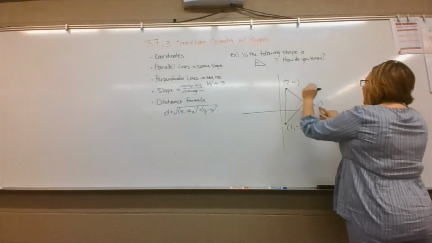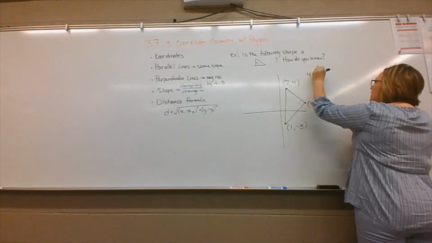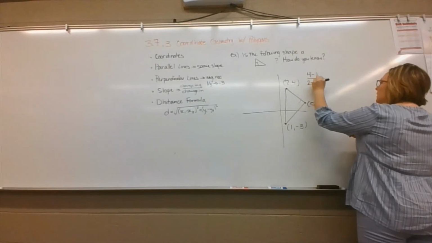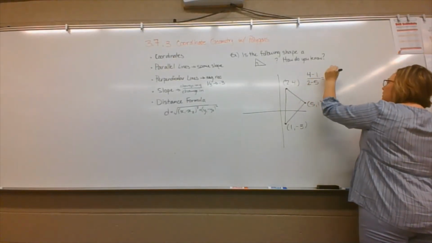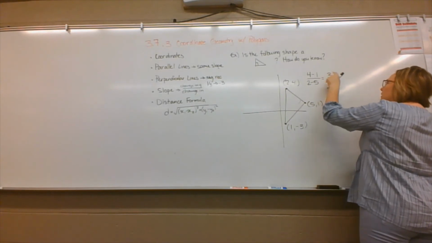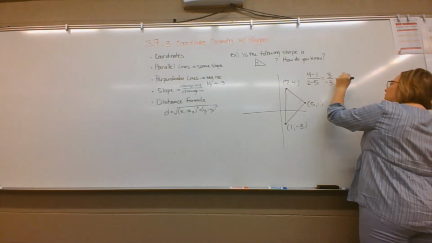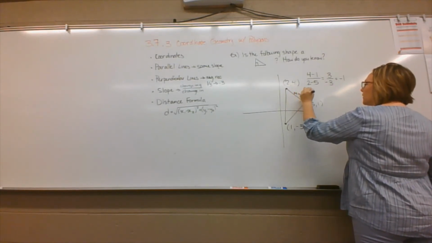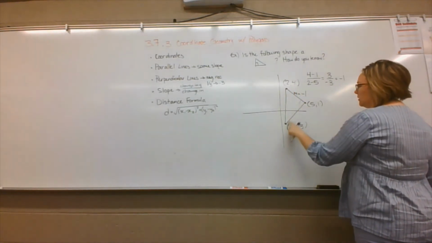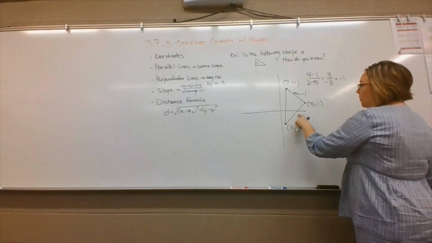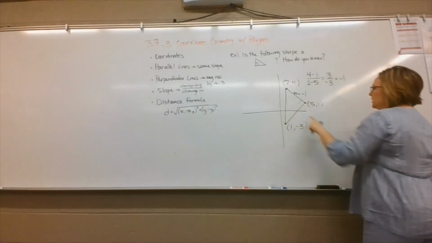So 4 minus 1 over 2 minus 5. That would be 3 over negative 3. 3 divided by a negative 3 is a negative 1. So we have a slope of negative 1. In order for this one to be perpendicular, it needs to have a slope of a positive 1. So let's test it and see.